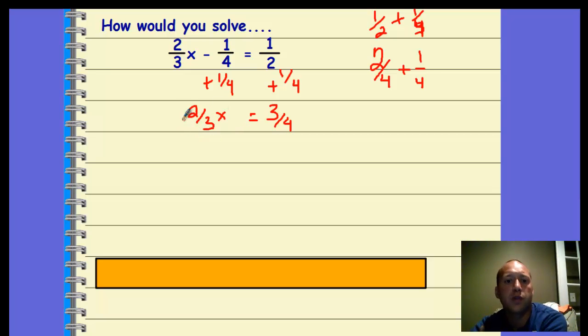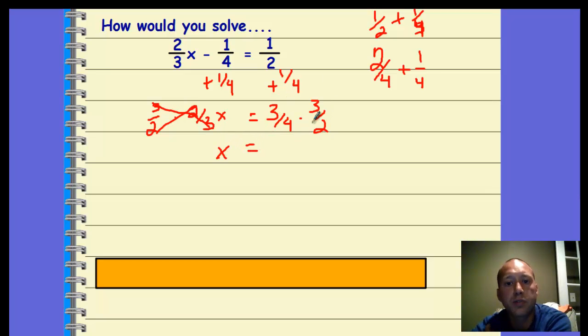2/3 x. How do we get rid of this 2/3? The way to get rid of it is by multiplying by the reciprocal. So 3/2. Do it to both sides. And then we get, here's multiplicative inverse, or reciprocals, is 1. So we get x there.